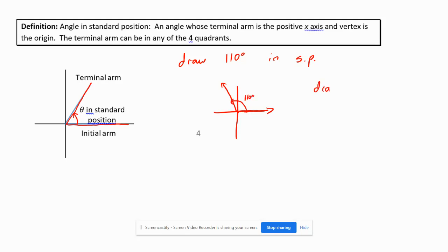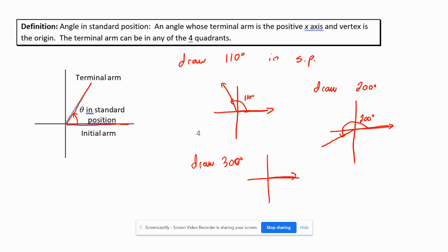If I had to draw 200 degrees, well, here's my initial arm. From here to here would be 180, so I have to go slightly past that, like this. And that would be 200 degrees over here, okay? If I had to draw 300 degrees, here's my initial arm. This would be 270, so 90, 180, 270. I'm going slightly past that. That means this angle here would be 300 degrees.